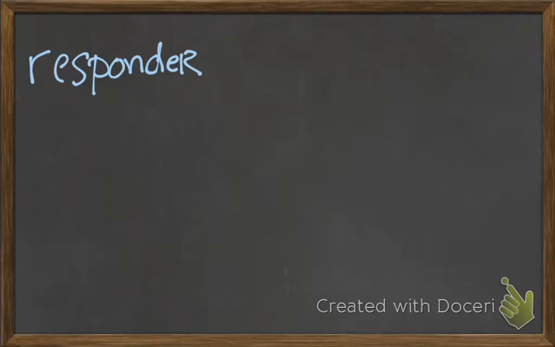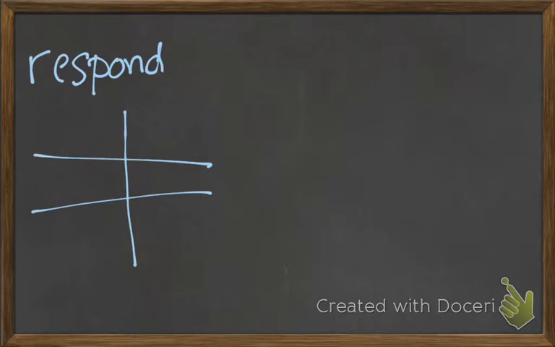We're going to do the same thing. So we have the verb responder. And we're going to take off the ER and make that the root. So our root is respond. And then we're going to make a table. And we're going to just memorize those endings. It looks exactly like that last table.